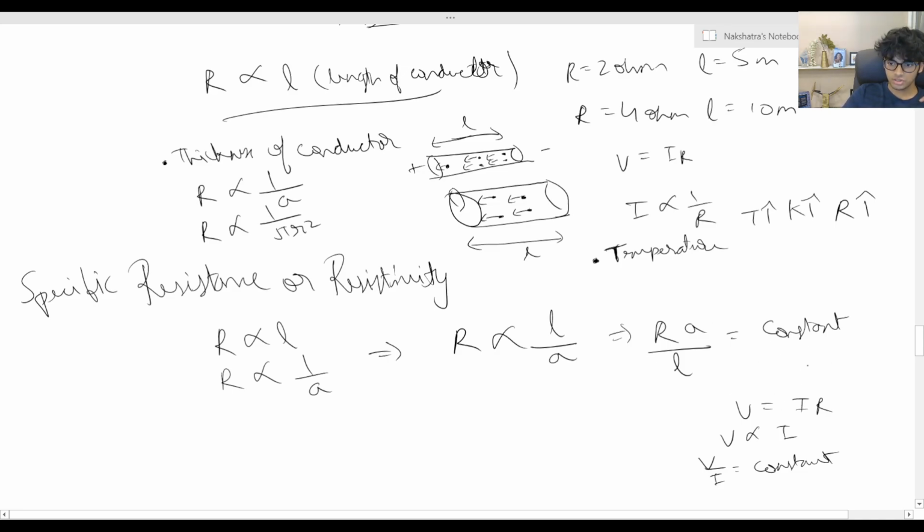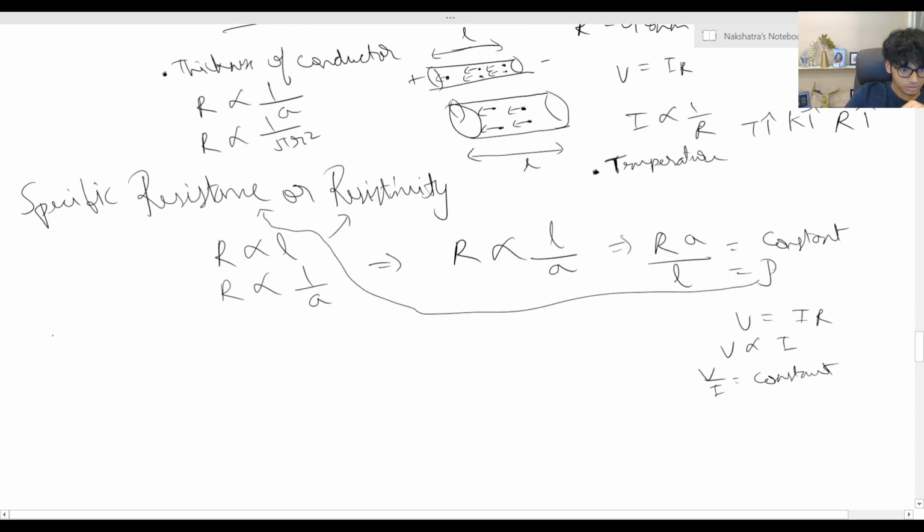अब इस constant को क्या कहते हैं हम? रो, ठीक है. ये इसका सिंबल है रो एंड दिस इज नोन एज स्पेसिफिक रेजिस्टेंस और रेजिस्टिविटी. दिस इज स्पेसिफिक रेजिस्टेंस और रेजिस्टिविटी एंड specific resistance is constant for a certain material, ठीक है.